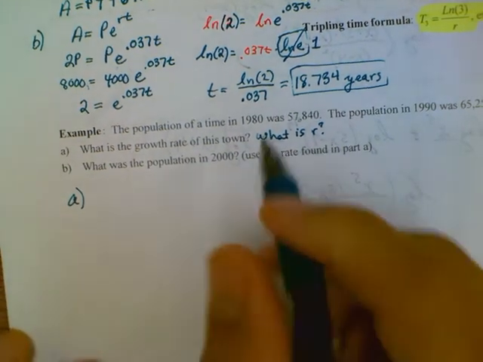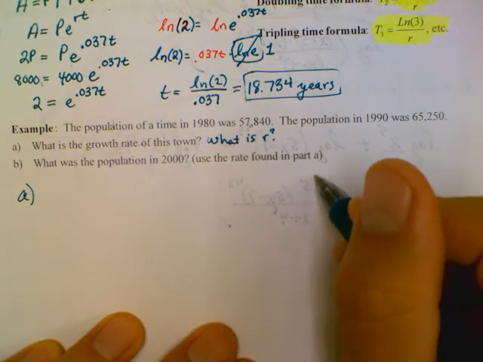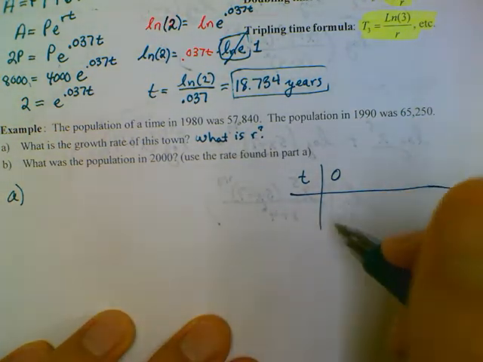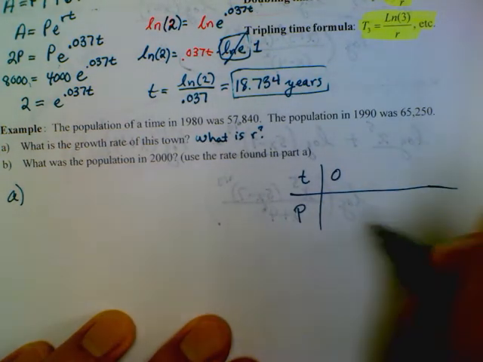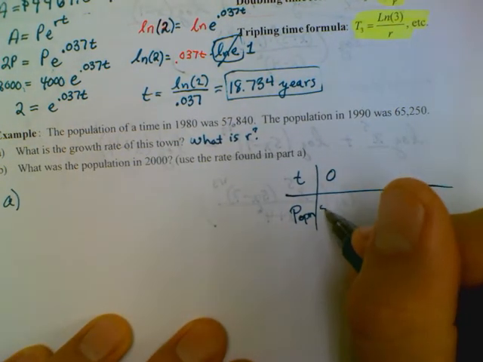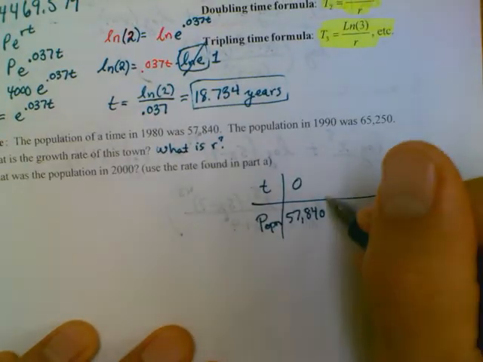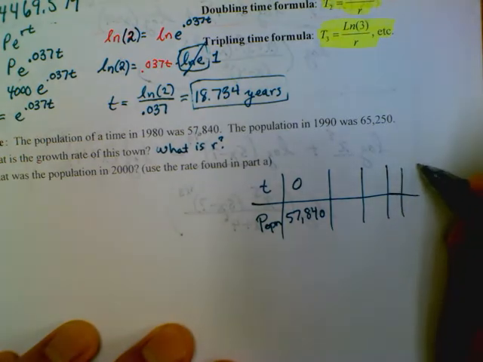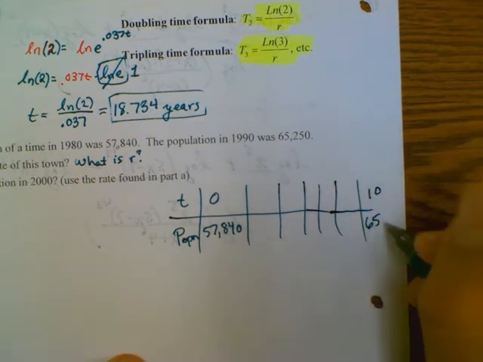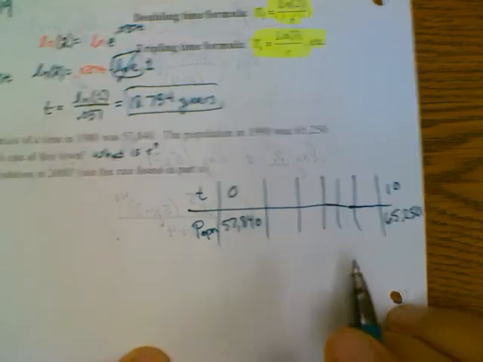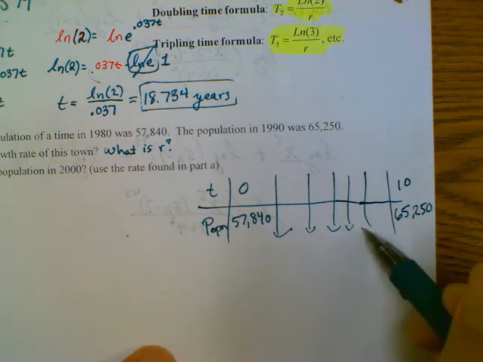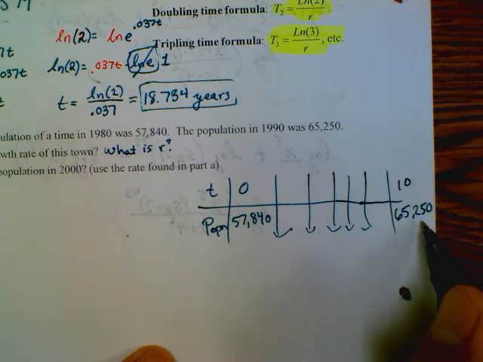All right, well, let's start off in 1980. Let's assume that in 1980, time was equal to zero. And the population, let's call it poppin'. The population was 57,840. And then there are a lot of years between that. It says in 1990, year 10, it's 65,250. So basically, it has to be 57,000 times something, times something, 10 times, until you get to 65,250.